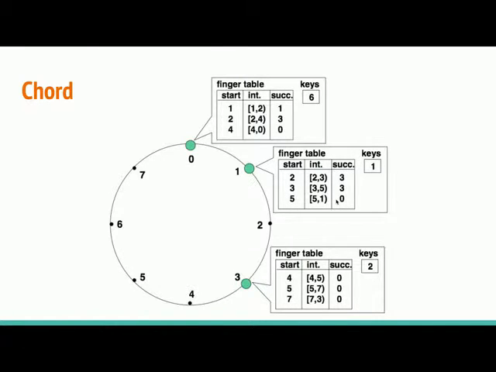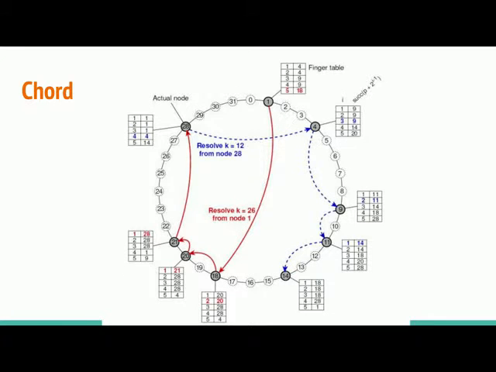Next, let's see how they actually get one piece of data. For this example, it's the red one. We want to know where key k is, and we ask node 1. Node 1 will look into its table and try to find the nearest node before it, which is this one.